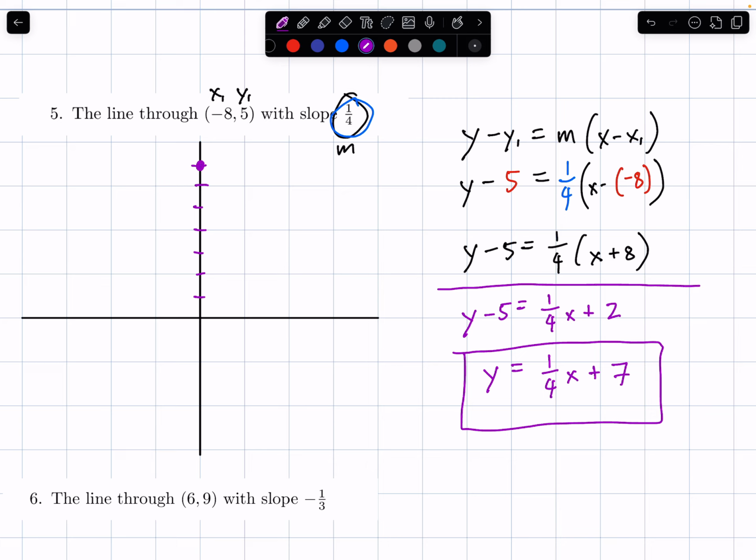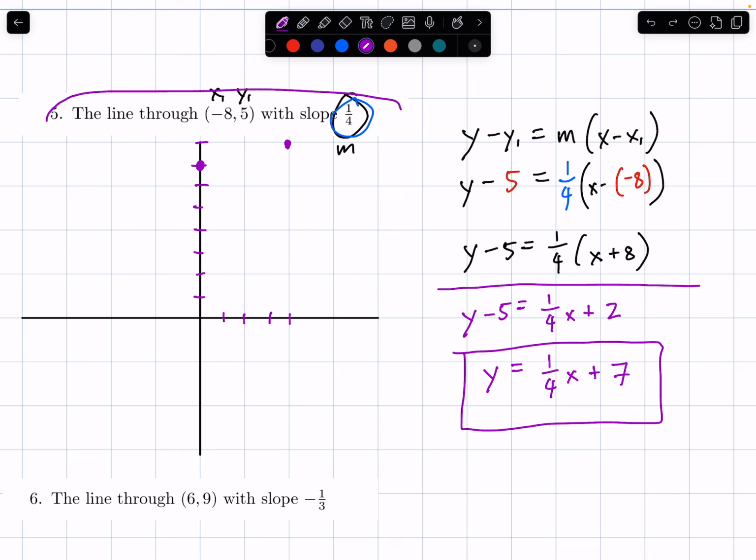And then I go a slope of 1/4. So up 1 and over 4. 1, 2, 3, 4. Right? That gives me that point right there. Okay, alternatively, I could start from the point -8, 5 that I was given to begin with.